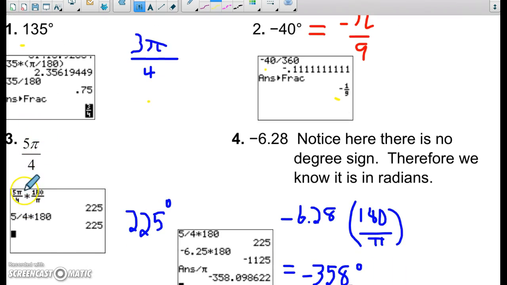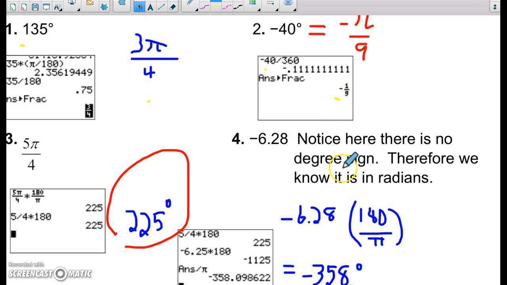Pi over 40. Okay, so in my calculator, I could do this. Or I could realize ahead of time the pi's cancel out. So I'm really just doing 5 divided by 4 times 180, and I get 125 degrees. Okay, so these are equivalent.